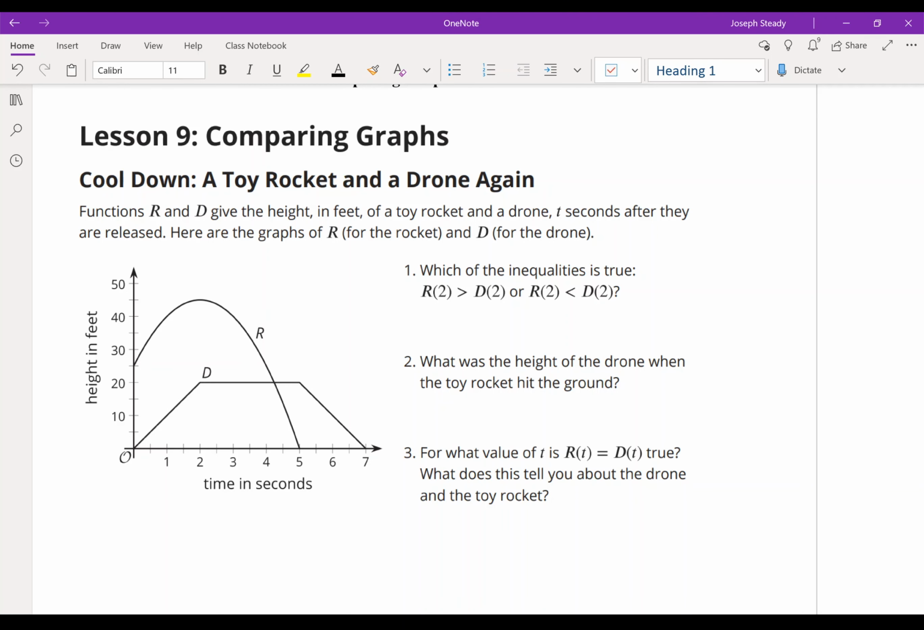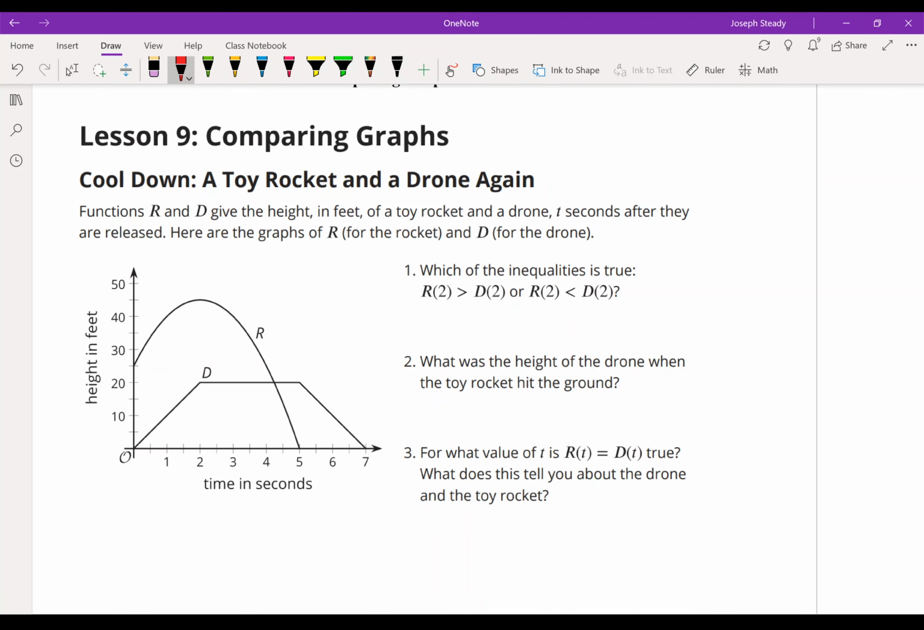In our cooldown here, we are given two functions on a graph. R, which gives us the height of a toy rocket as a function of time, and D, which gives us the height of a drone as a function of time. In the first question, we are asked to figure out which of these inequalities is true, the first one or the second one.